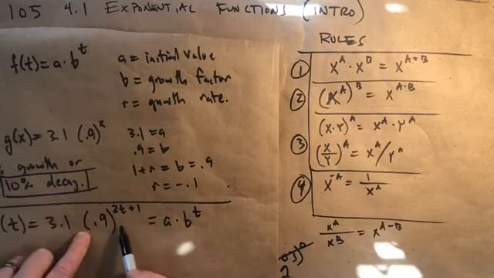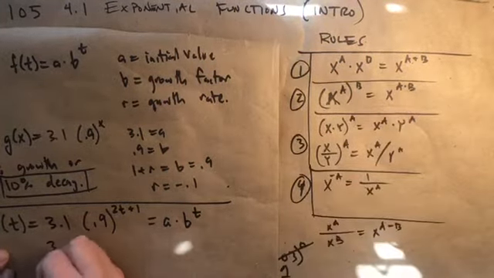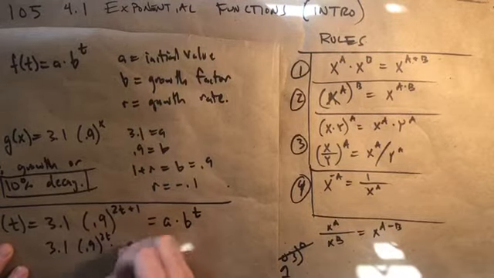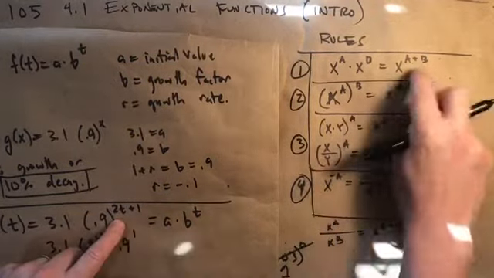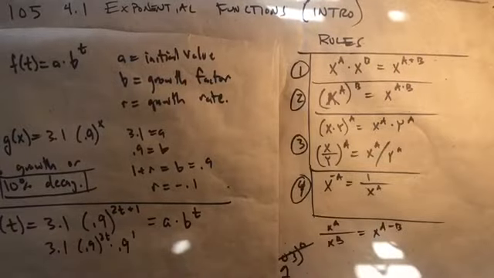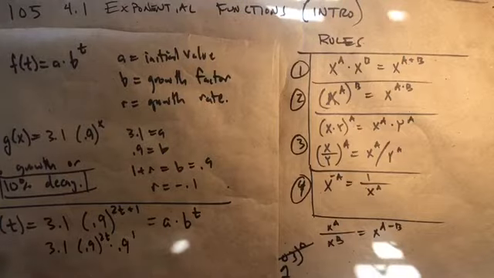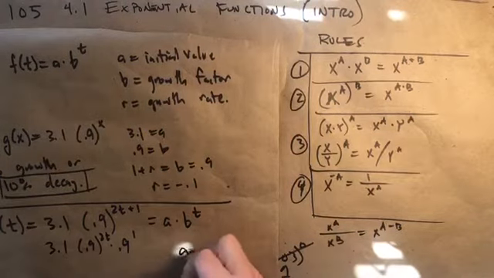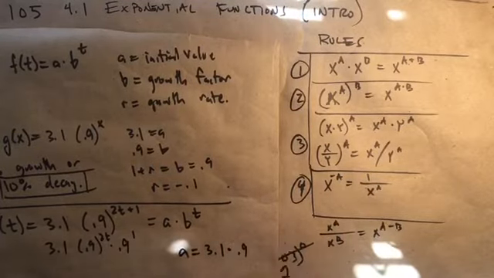And the first thing I might do is I might split this thing up with that first property. So we'll have 3.1, 0.9 to the 2t times 0.9 to the first. And you can see that what we did is we went this way with our rule. I can pretty much see what a is right now, and I could have seen a before because our initial value, when I put 0 in, everything disappears except for the 3.1 and the 0.9. So a is certainly equal to 3.1 times 0.9.